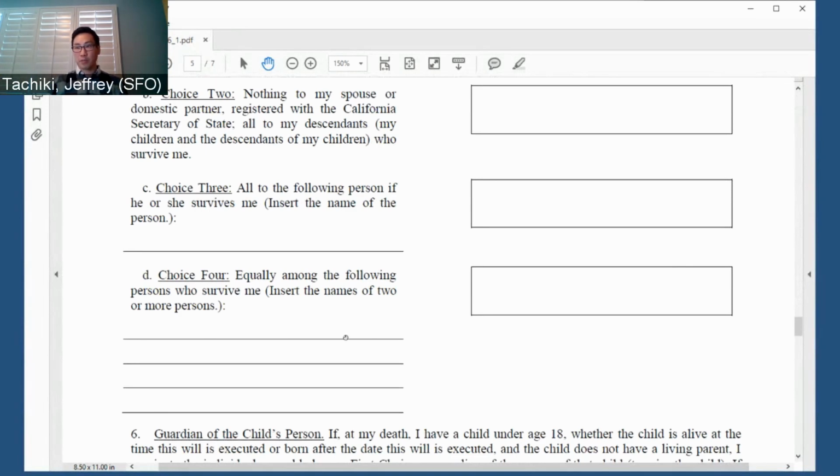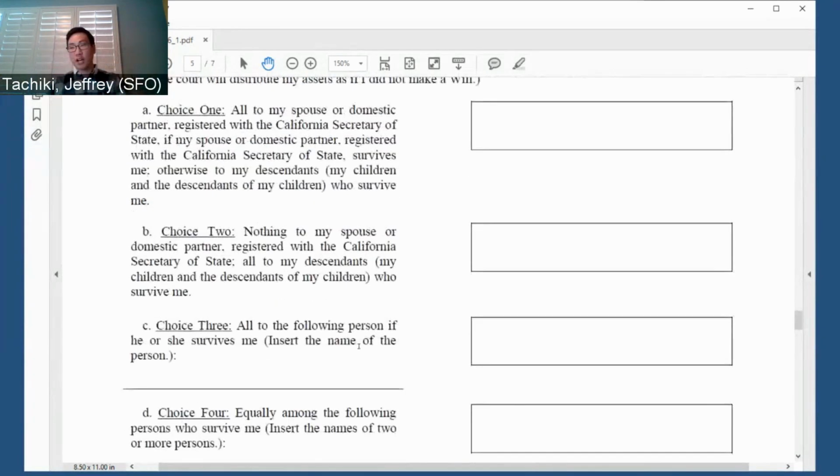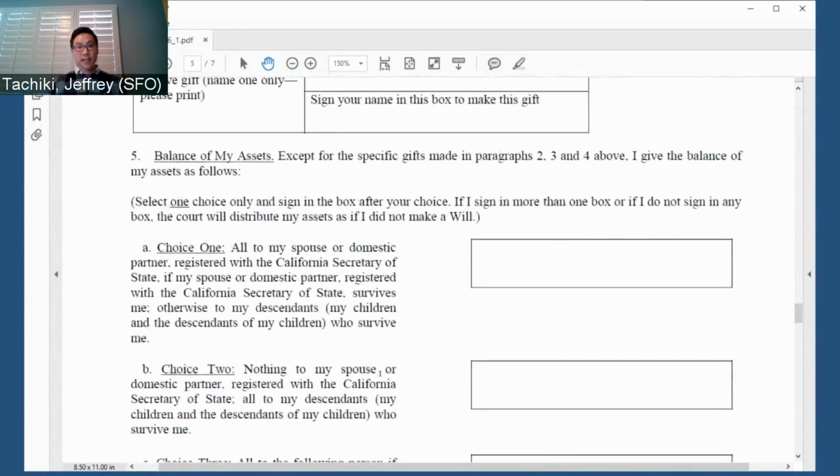So in this paragraph, you're only ever going to sign in one of those boxes, all right? And that's, again, if you were going to leave everything, house, cash, anything, and that would be subject to this will, in accordance with one of these choices.